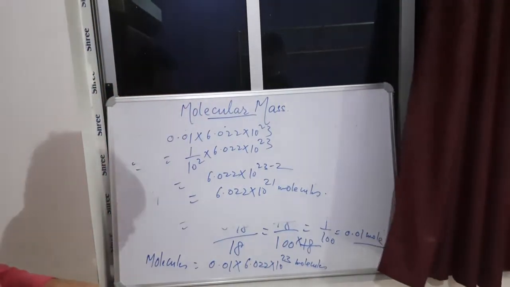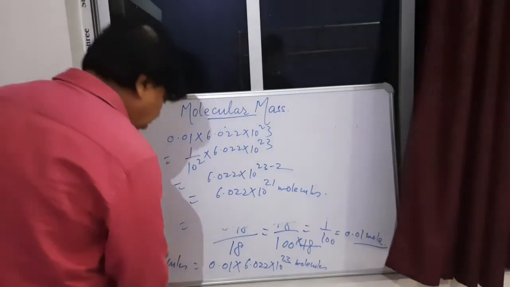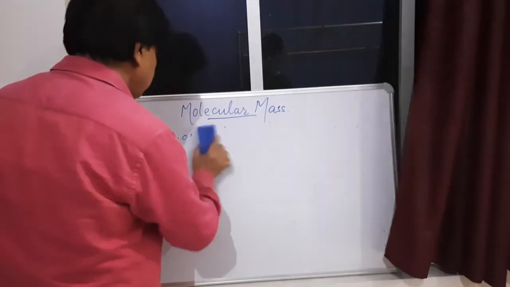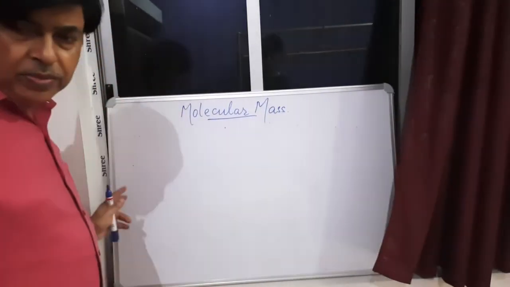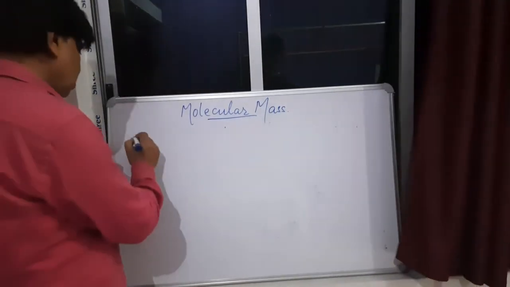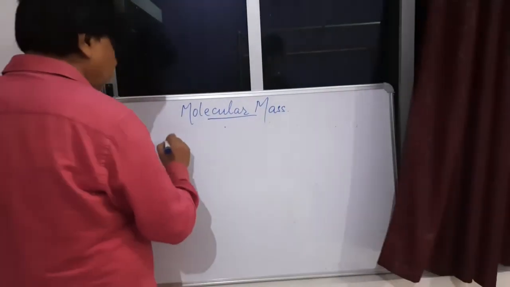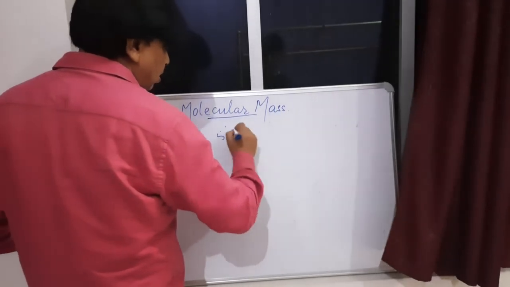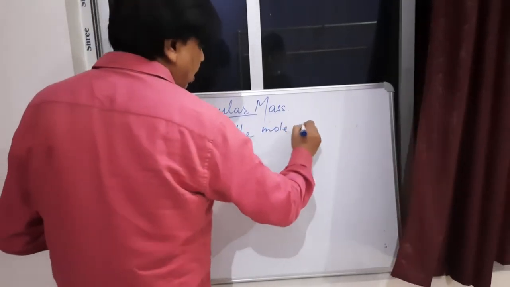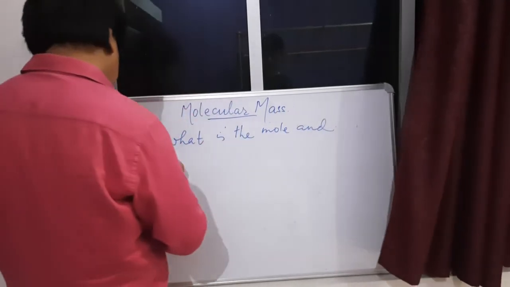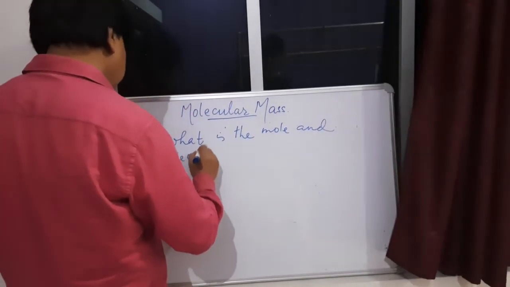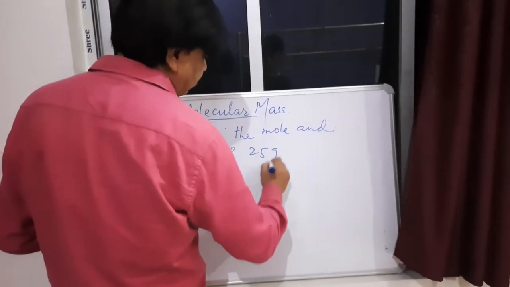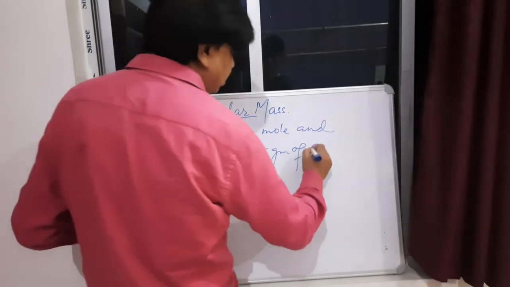The next question is: what are the mole and molecules of 25 gram of CaCO3?